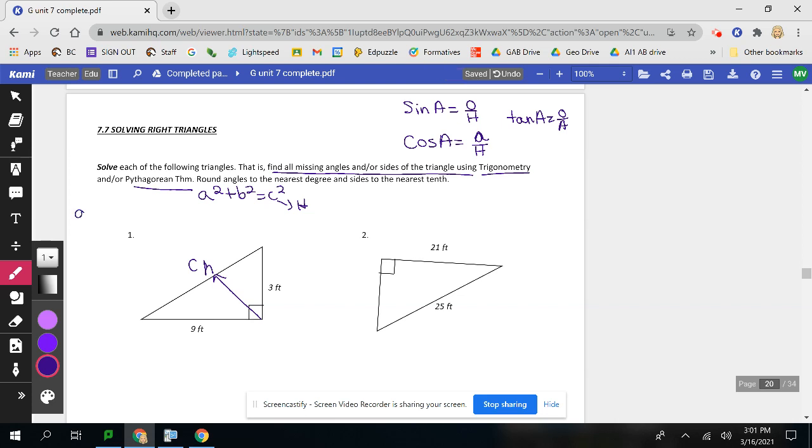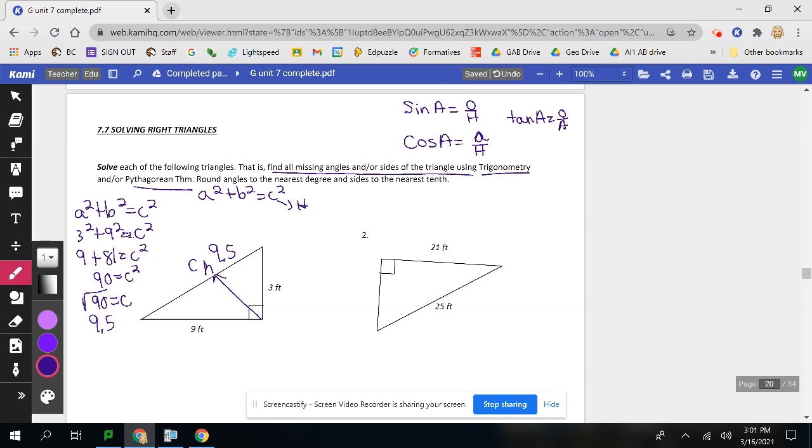So I'm going to do a squared plus b squared equals c squared. So that's 3 squared plus 9 squared equals c squared. That's what I'm looking for. So that's 9 plus 81 equals c squared. So that's 90 equals c squared. I take the square root of 90 to get just c, and that gives me 9.5 when I round to the nearest tenth. So this side of my triangle is 9.5.